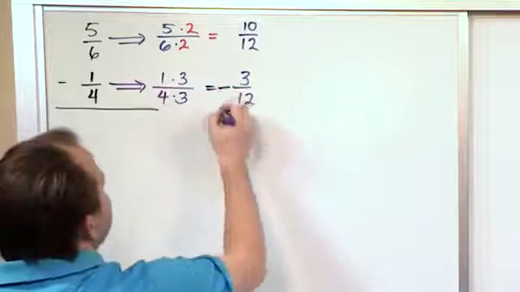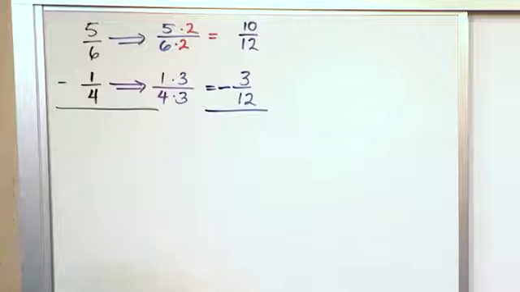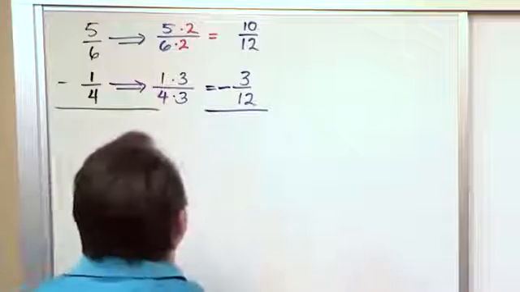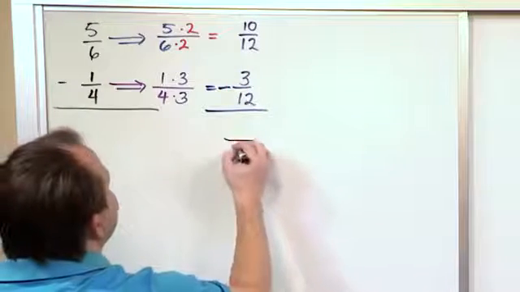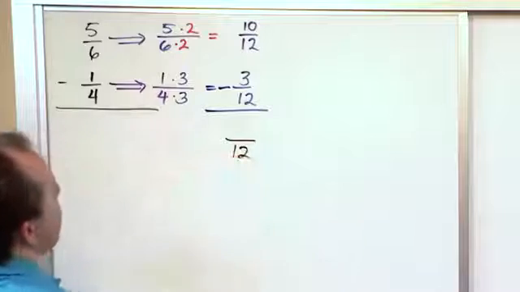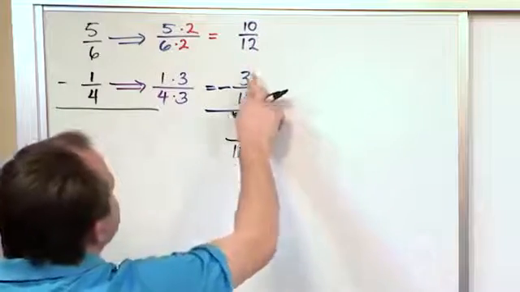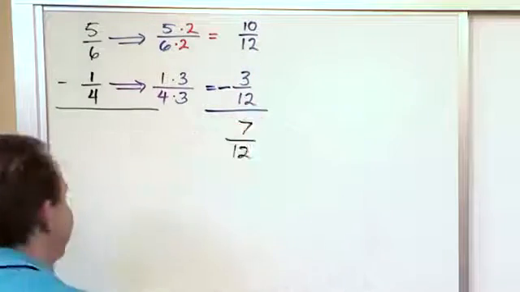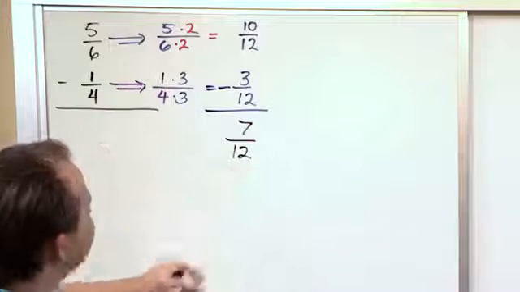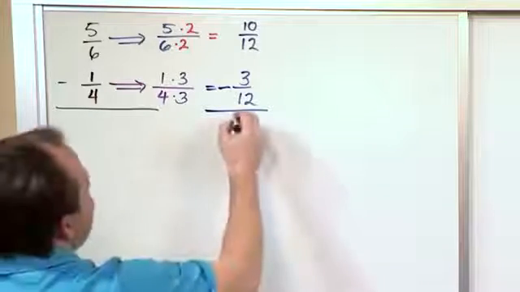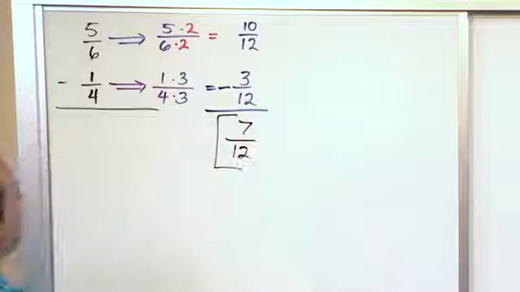I just put a minus sign here, draw a line, and say I'm going to subtract. And now I have a common denominator, so 12 just stays on the bottom. And on the top, 10 minus 3 is going to give me 7. So the answer is 7/12. I always try to see if I can simplify this any further. I can't divide top and bottom by anything to simplify this anymore, so 7/12 is the answer.